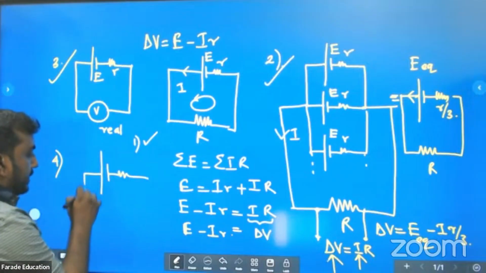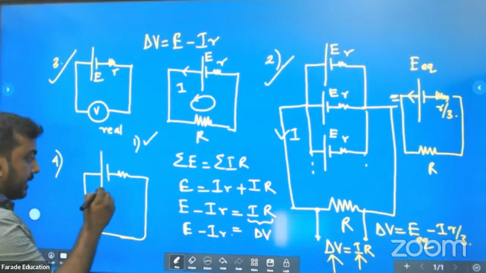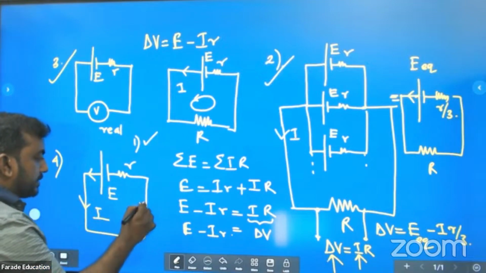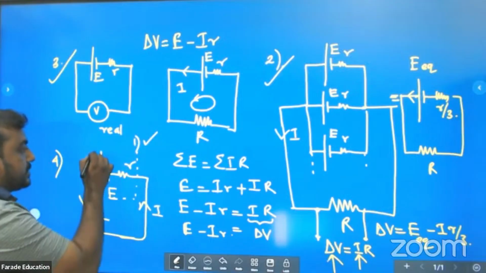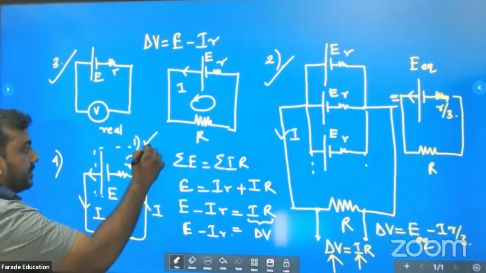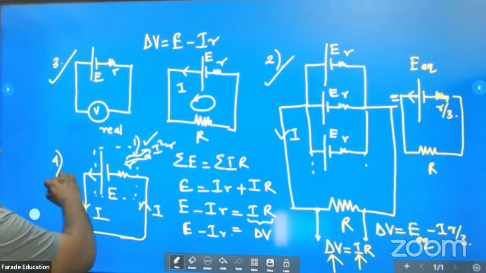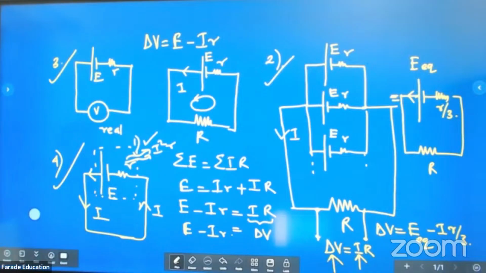If you connect this with a non-resistant wire, short circuited, will current pass through? Yes. When current is going through the resistor here, what will it produce? It will produce heat, I squared R. Heat is produced. That indicates there is an internal resistor. Correct?